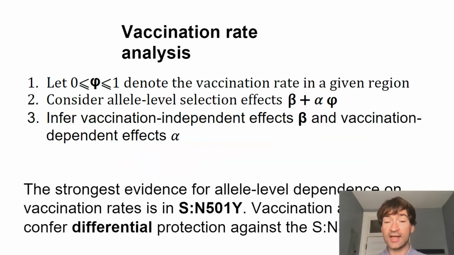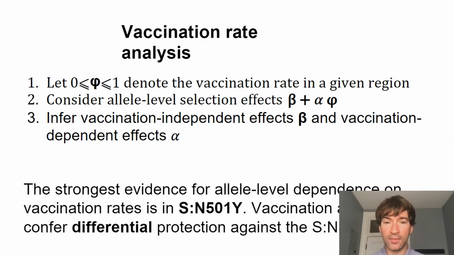So there are other kinds of analysis that you can do with this kind of setup. I'd like to just highlight one, and that's doing a vaccination rate analysis, right? So everything I described up to now is just using genomic surveillance data, but we can also try to pull in other sources of data.